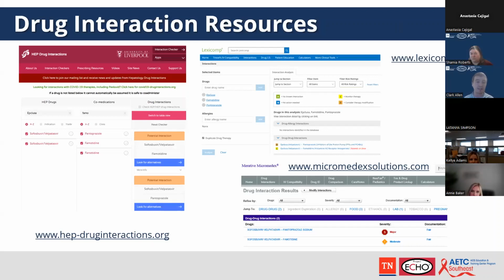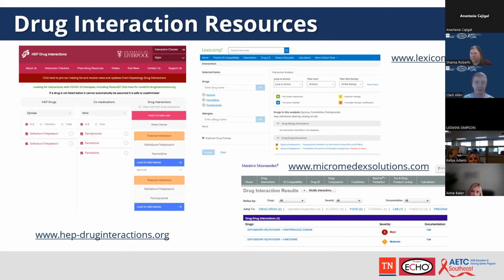And I want to make sure I always mention my resources of how I collect my information on drug interactions. University of Liverpool has a great free interaction checker, the one on the left, the one in red, hepatitis C drug interactions. It's a great source for anybody because it is a free source. There are some limitations to it, and we'll talk about that shortly.